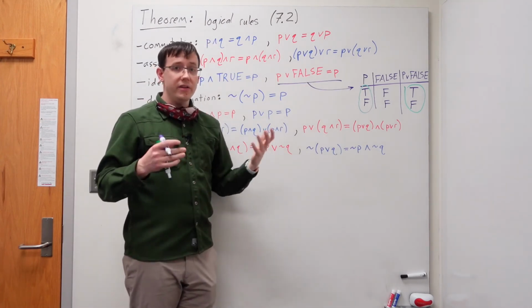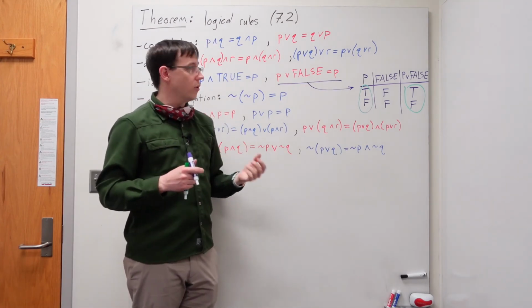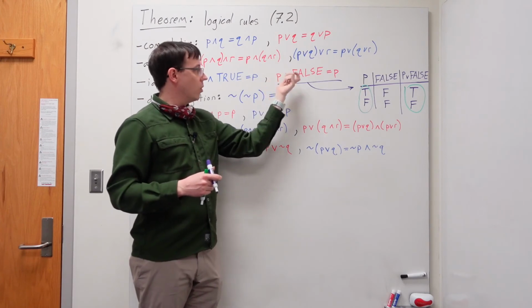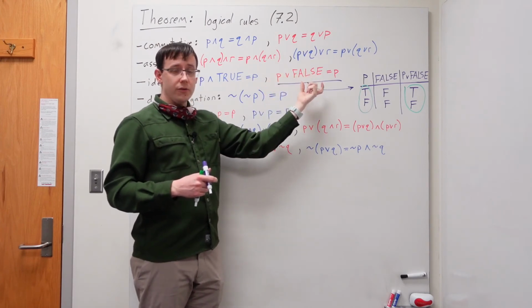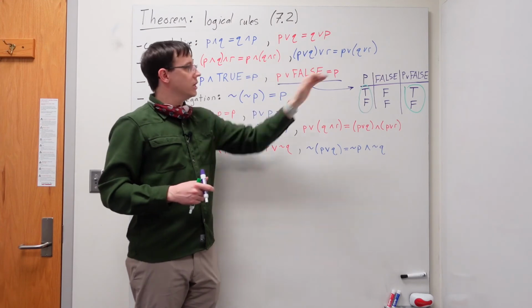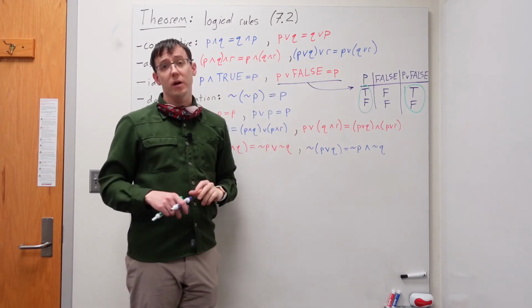And that means anytime we see an expression of the form, a variable or a thing that we know is false, we can simplify that expression to be just the variable.